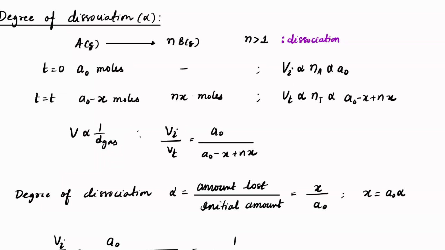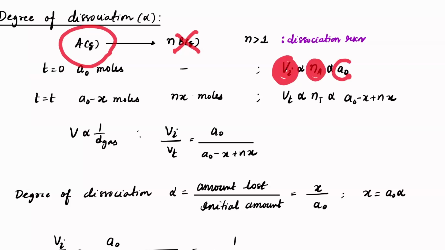So this is a dissociation reaction. Now, suppose initially at time t equal to 0, there are A naught moles of this gas and no moles of B formed. As per Gay-Lussac's law, since initially only A is there, the volume of the gas occupied is directly proportional to the initial number of moles, which is proportional to A naught.